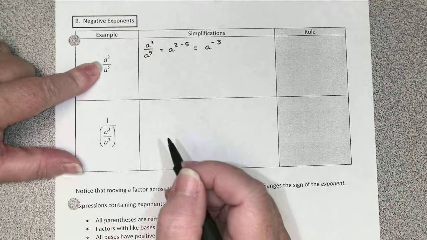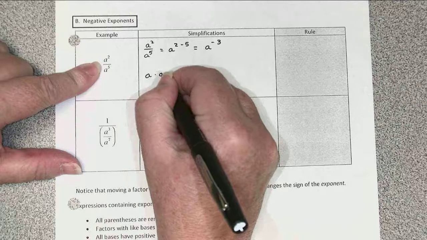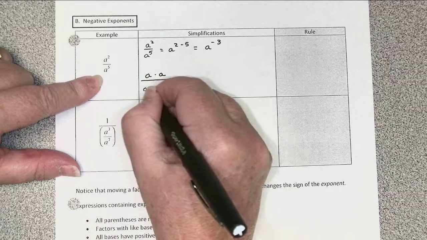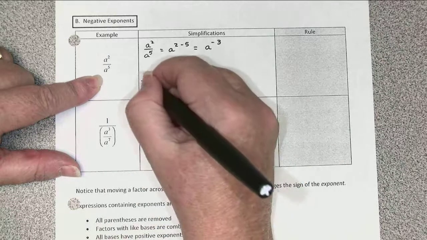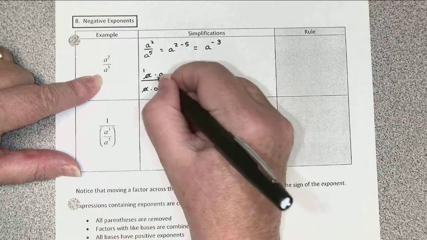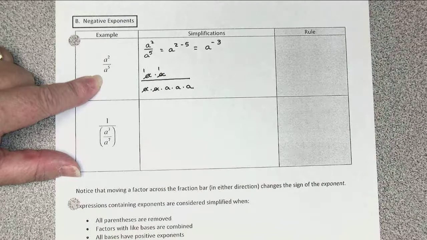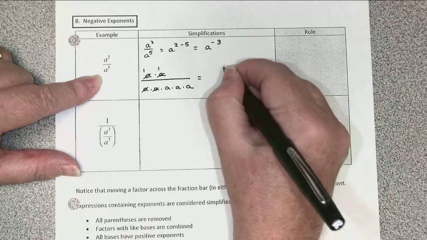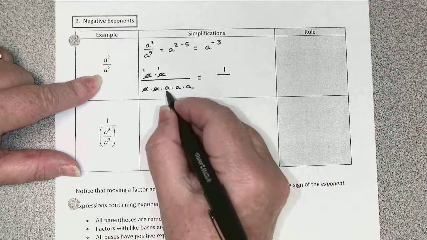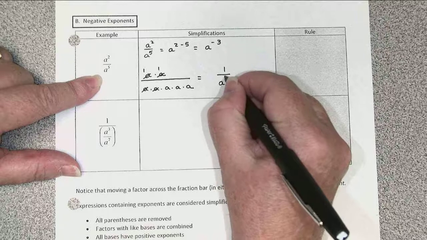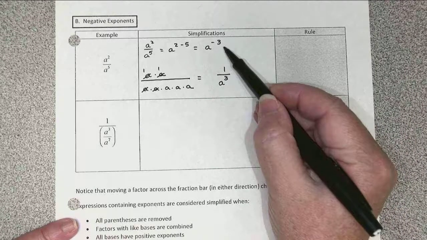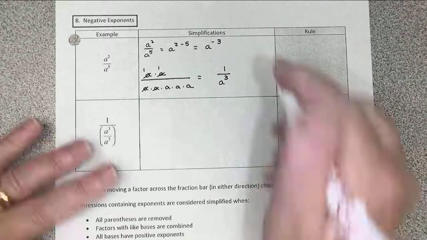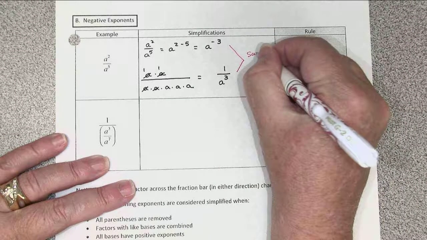Now what happens if I write this out as a squared, meaning a times a, and a to the fifth, meaning a multiplied by itself 5 times, and I say a divided by a is 1, and again, a divided by a is 1. What I end up with now is 1 on the top and 3 factors of a, or a to the third power on the bottom. Since I didn't do anything wrong in either of these simplifications, it must be true that a to the negative third and 1 over a to the third are really the same thing.